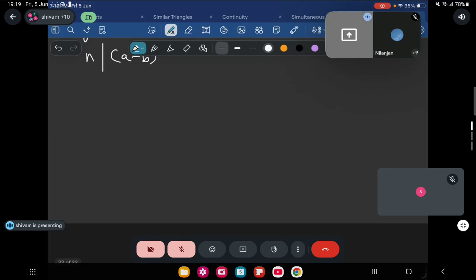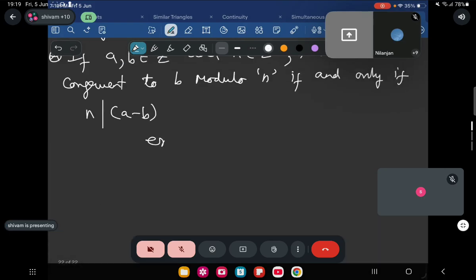I'll give an example. For example, does 5 divide 19 minus 4? What do you think, Aviraj? Yes or no? Yes, sir. Quickly tell me, what is 19 minus 4? Sir, 15. This implies 19 is congruent to 4 mod 15.